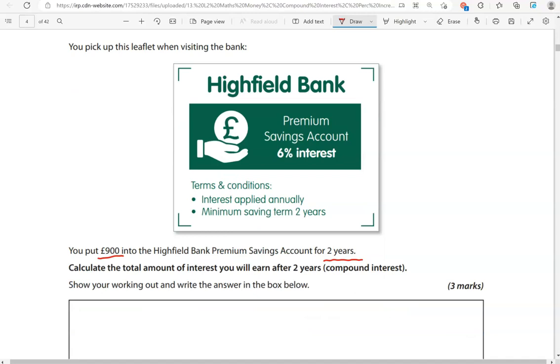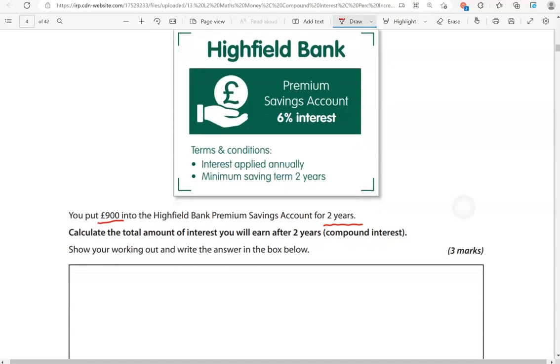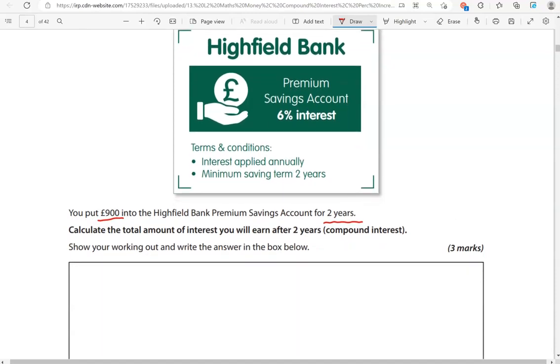The leaflet says Premium Savings Account 6% interest. Terms and conditions: interest applied annually, so every year at the end of the year. Minimum savings term 2 years. So we're going to calculate this for 2 years. Let's start with year 1. So £900 at 6% interest. So we'll work out 6% of £900.